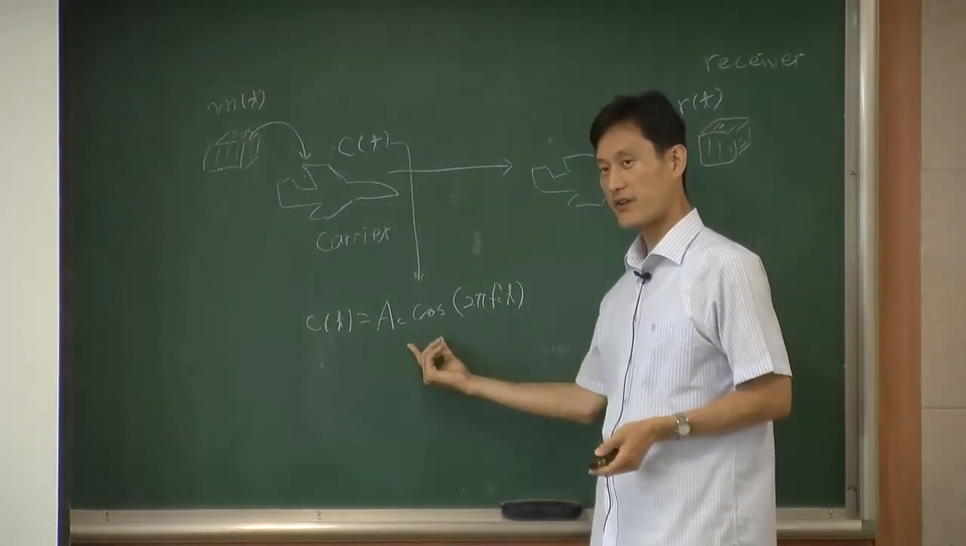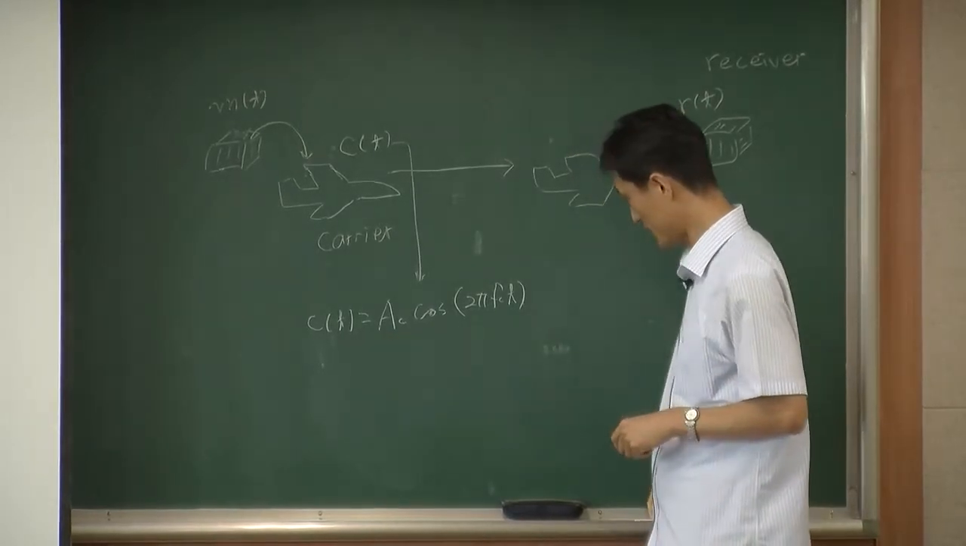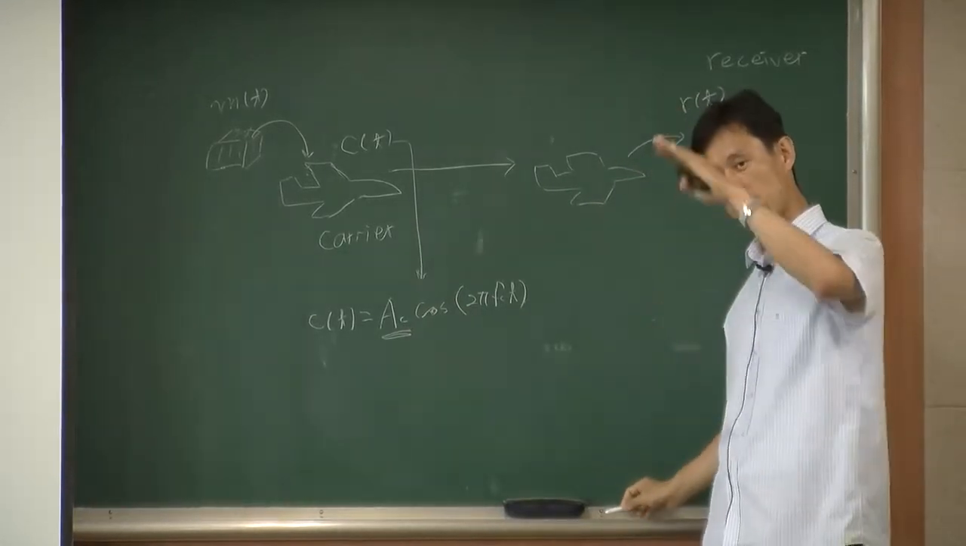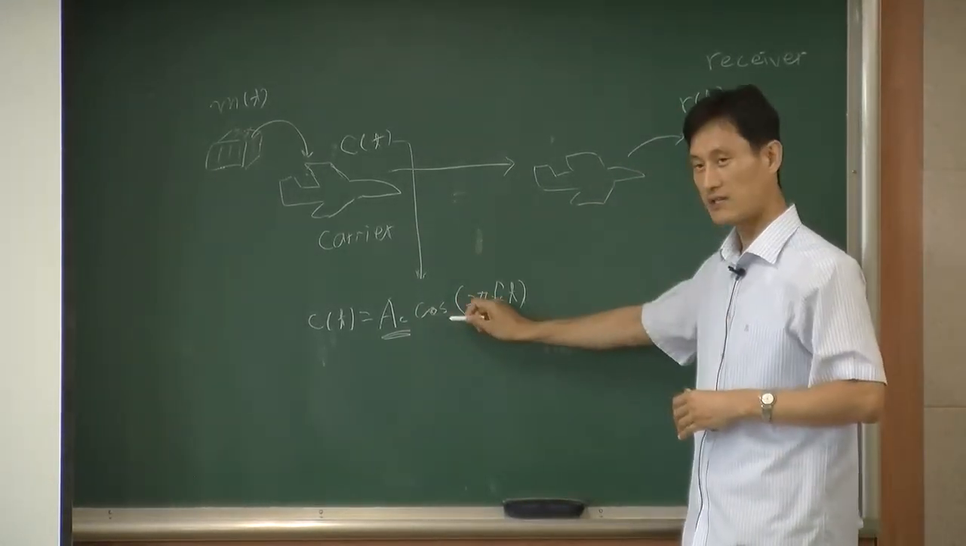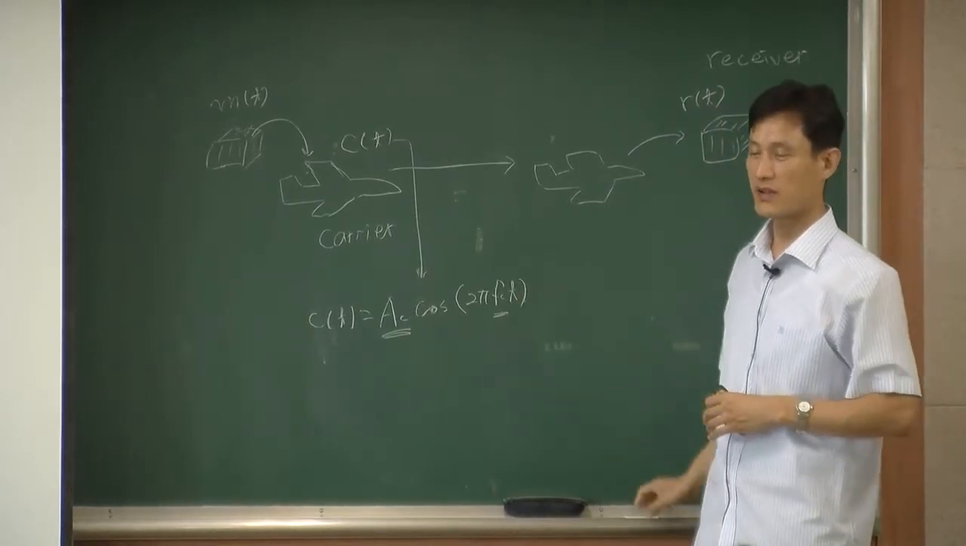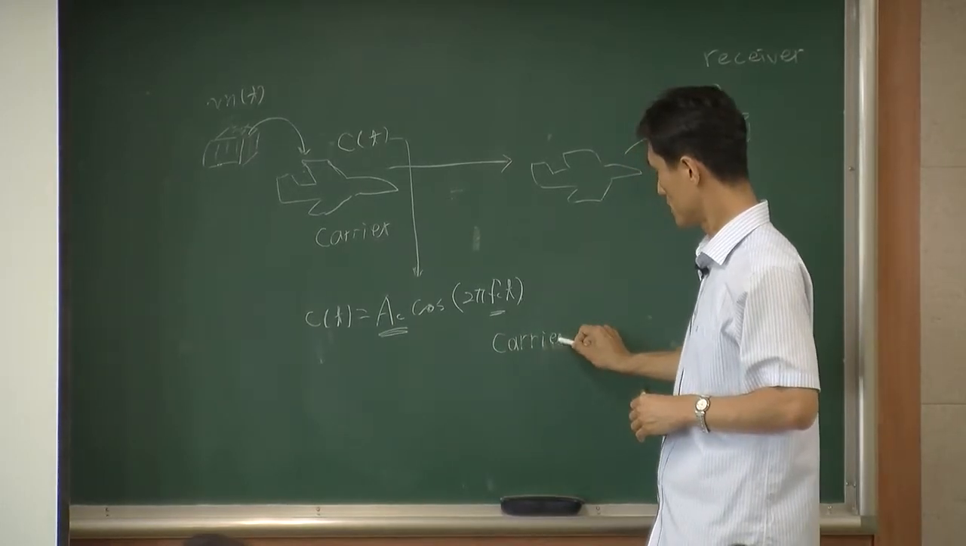And this carrier has its own amplitude, AC. This AC is the amplitude of the sinusoidal signal. And it has its own frequency, FC. FC we call the carrier frequency.